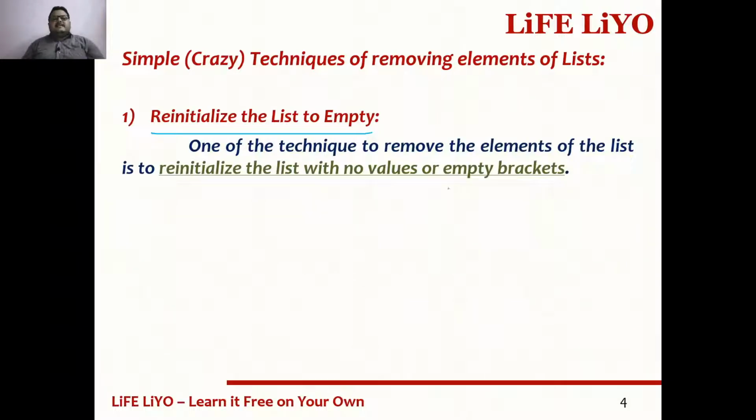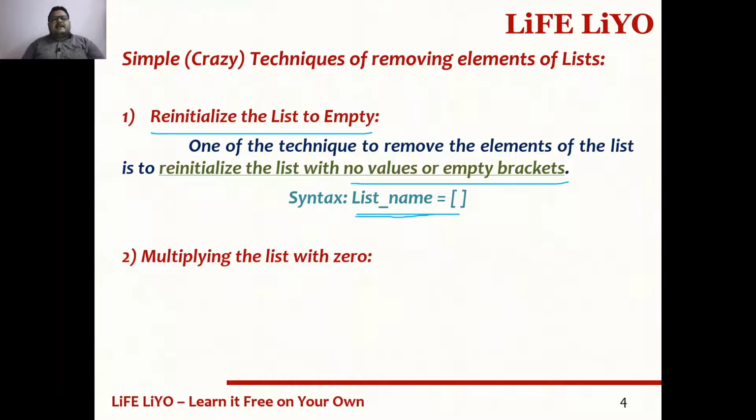So reinitializing the list with no value, or empty brackets. So this is the syntax. Whatever list you want to make empty, simply give the list name and assign it the square braces. Another crazy thing is multiplying the list with 0.